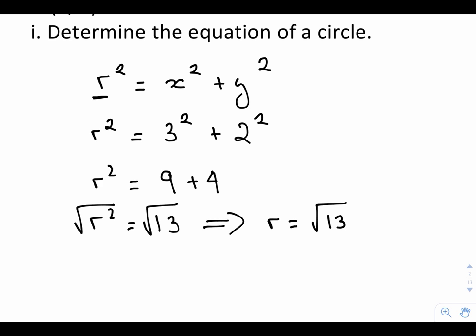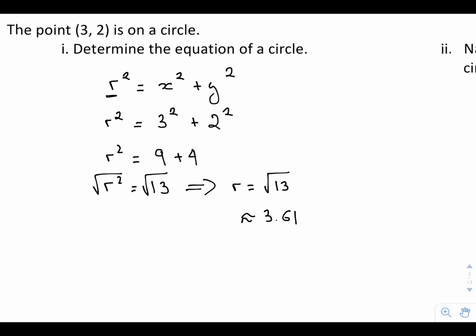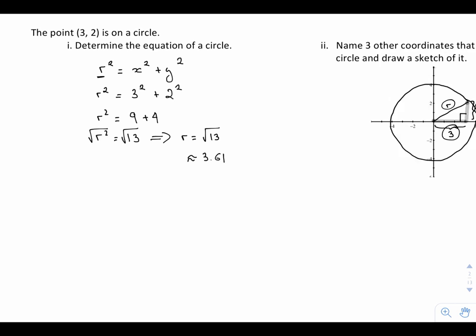Okay, if you wanted to actually take the decimal of that, I'd have to go to my calculator and do the square root of 13. Again, make sure you know how to use yours. You end up getting 3.605, so let's say 3.61. It goes on forever. It's an irrational number, but that is our radius exactly.